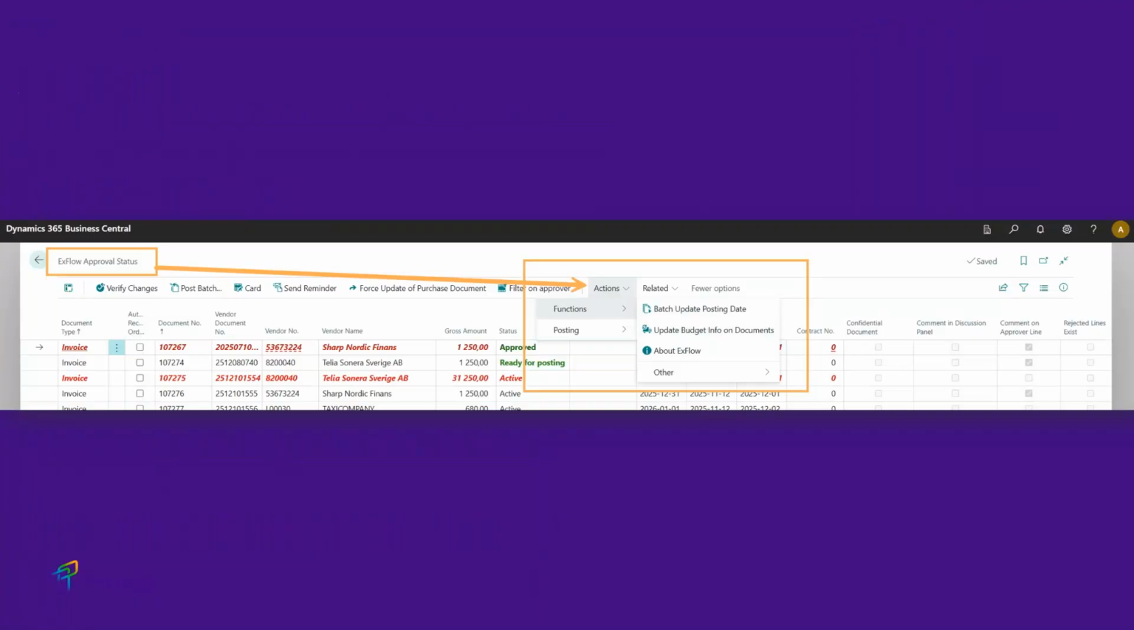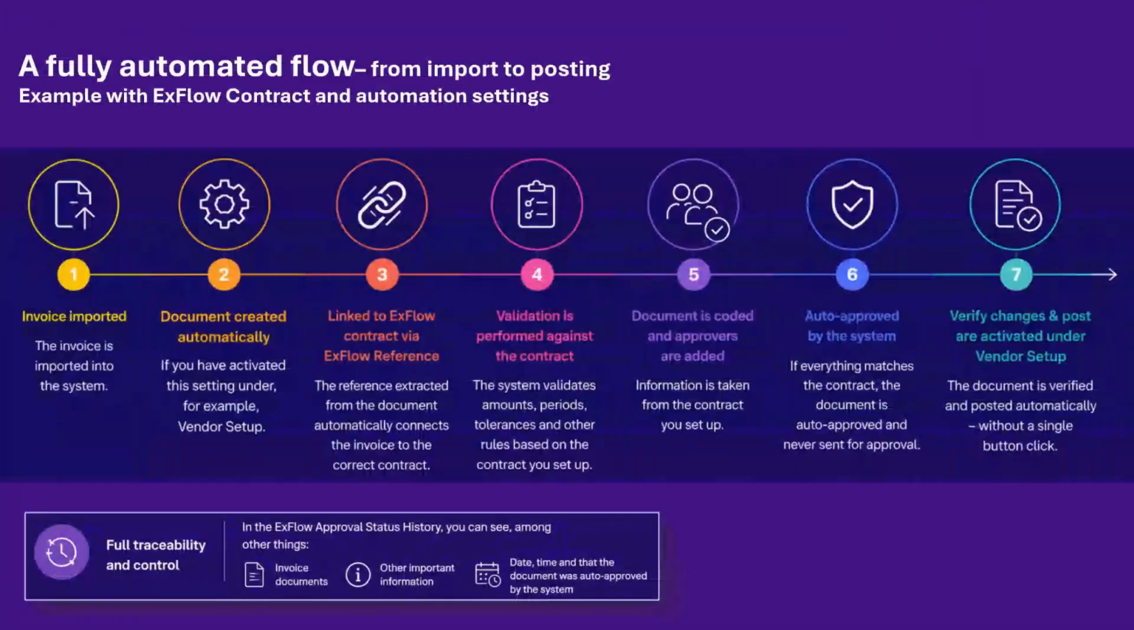And as I said, you find it in approval status, you click on actions, functions, and then it's batch update posting date. And that was the last scenario.